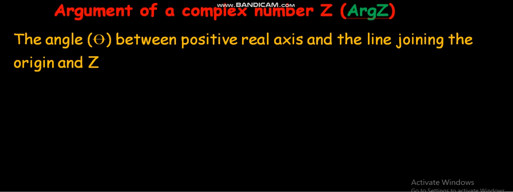In today's video, we are going to look at the argument of a complex number z, which is given by arg of z. By definition, the argument is the angle theta between the positive real axis and the line joining the origin and z. Now, this is our Argand diagram.